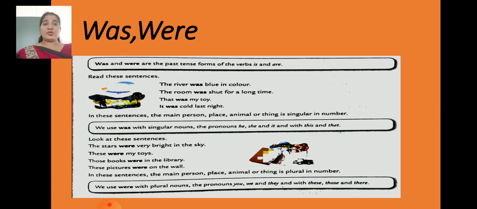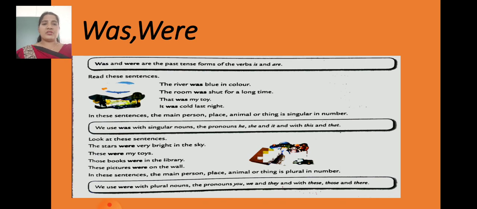So we use was with a singular noun, the pronoun he, she and it, and with this and that. Here also we use it, but was and were are used in the past tense, children. The present tense forms are is and are, and the past tense forms of is and are are was and were. Understood? So we use was with the singular noun, the pronouns he, she and it, and with this and that.